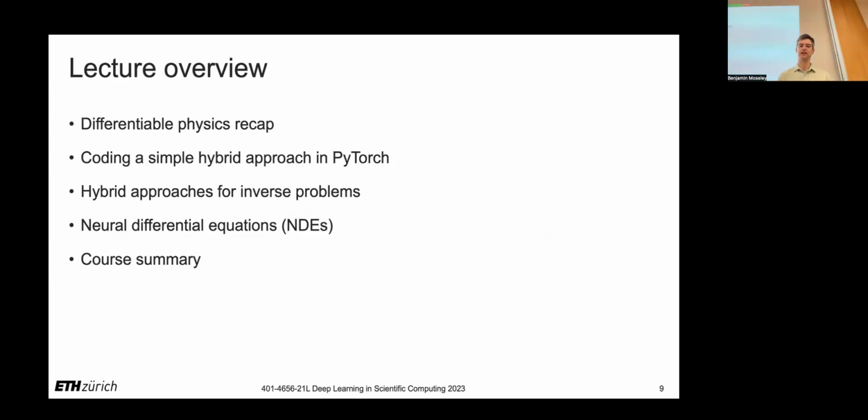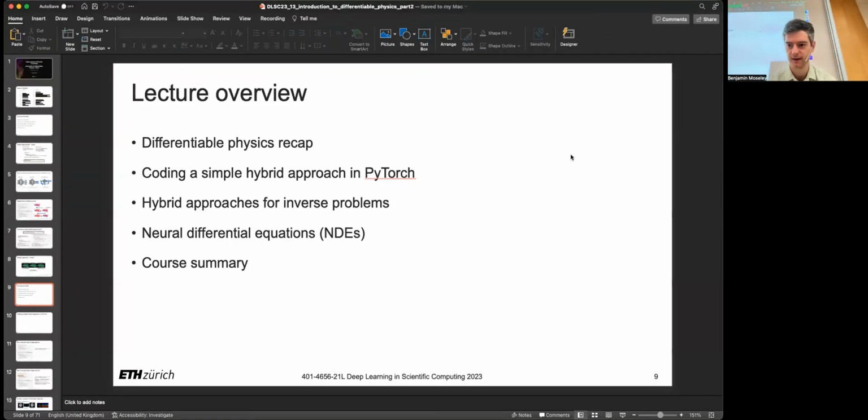So that's the recap of the last lecture. Like I said, I'm going to now extend these ideas and go to more complex hybrid algorithms in the rest of the lecture. But before I get to that, I want to give you a really quick example coding of a hybrid approach, just to show you how easy it is to write a differentiable solver in PyTorch and to differentiate through it. Okay, so we're going to switch my sharing screen here. So just give me a second.